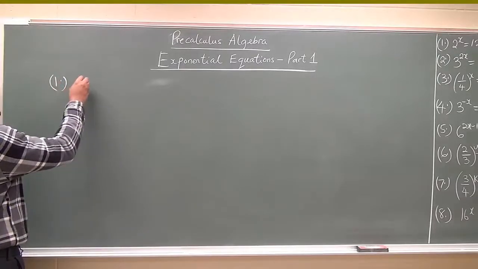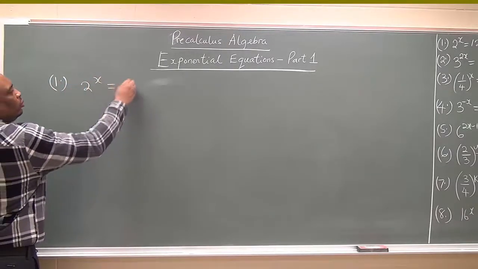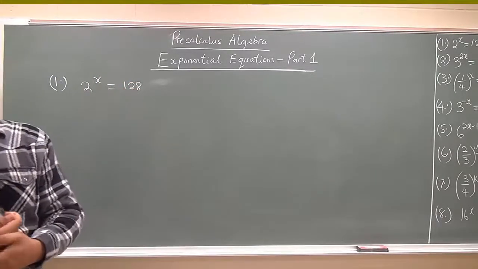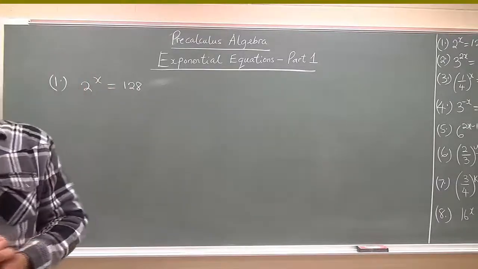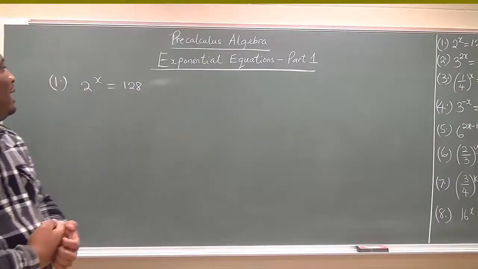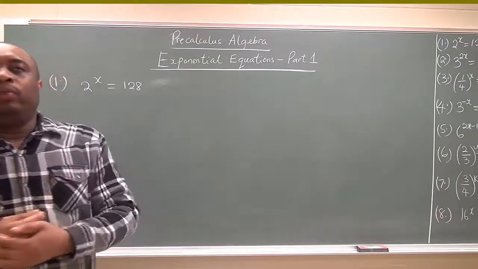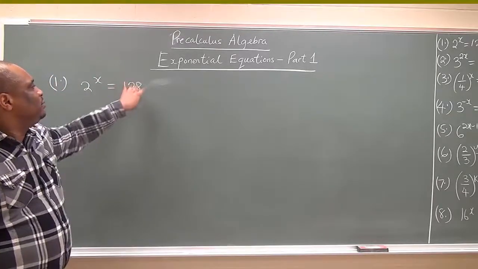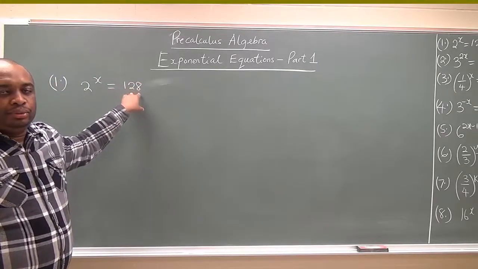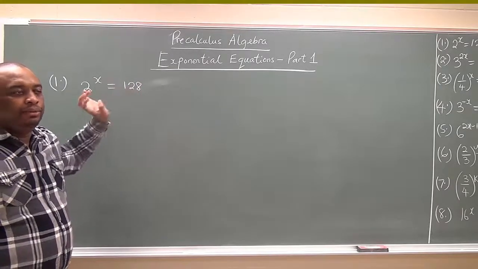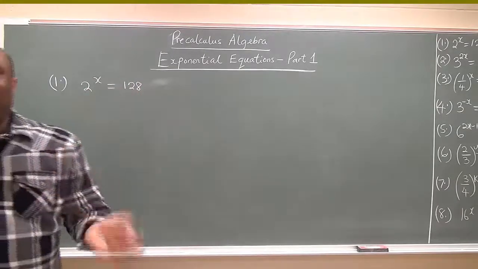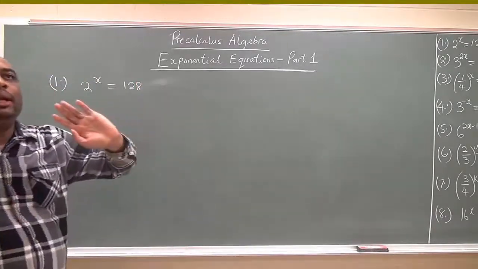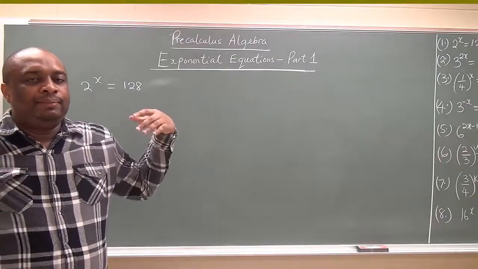Question 1, we have 2 raised to the power x is equal to 128. So when we have this now, we look at the left hand side, the base is 2 exponent x, and on the right hand side we have 128. What we have to ask ourselves is this: is there any way I can make this to be base 2? Why am I asking that? Because if I can make this to be in base 2, then I can equate their exponents.